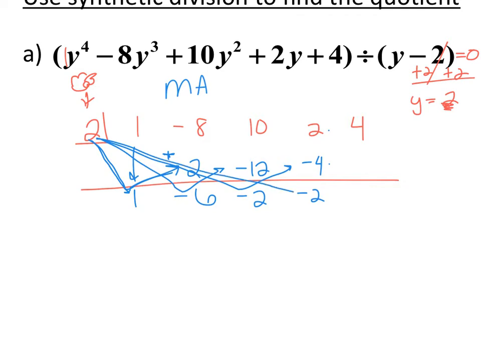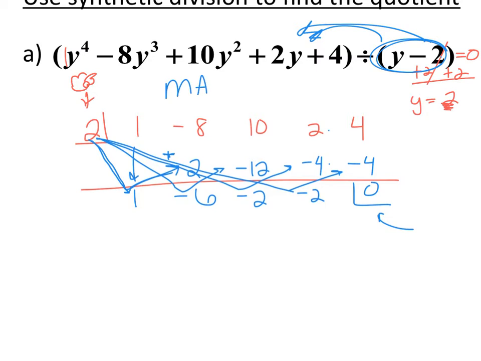2 times -2 is -4. Add. You get 0, and that's where your remainder is. You see how I drew another flower pot? That's where your remainder is. You see now that we have a remainder of 0, that this is a root of that, a factor, I'm sorry, of that. Okay? But you still have to write your quotient.